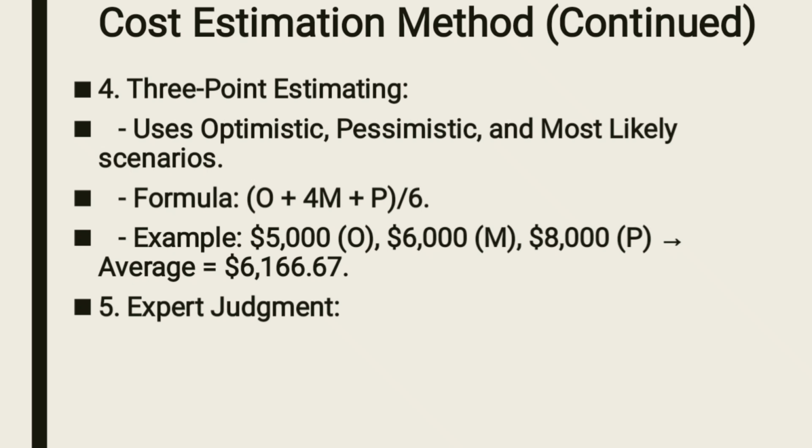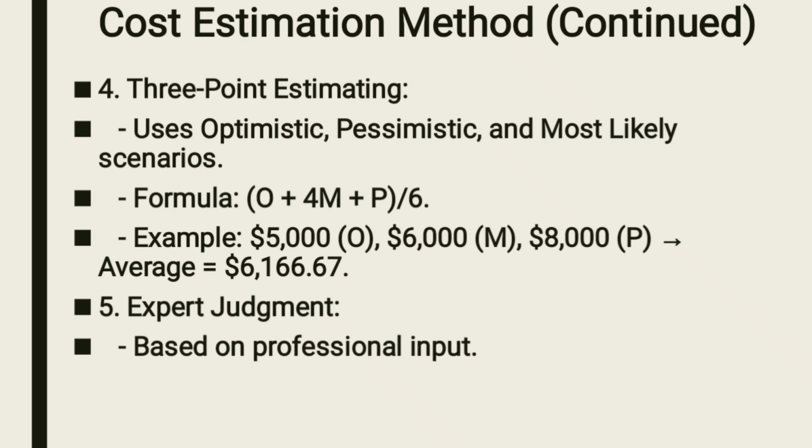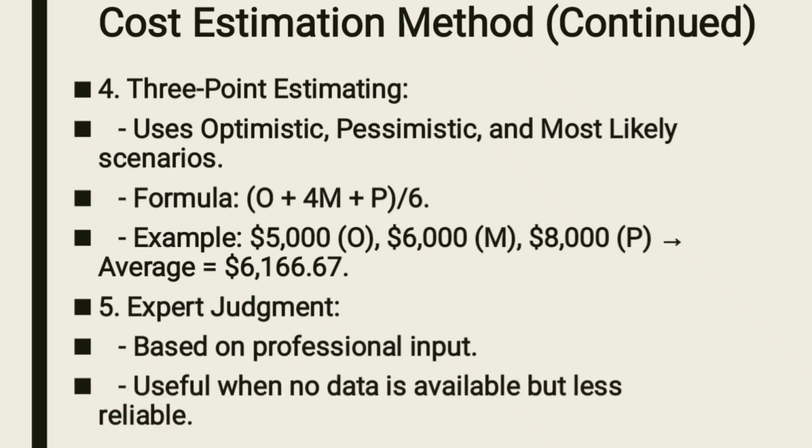Okay, another method is expert judgment. So this one is based on professional input, right? So experts are supposed to do that one. It is useful when no data is available, but less reliable, right? This one is done by those who are experts, so they can even do it when there is no data.